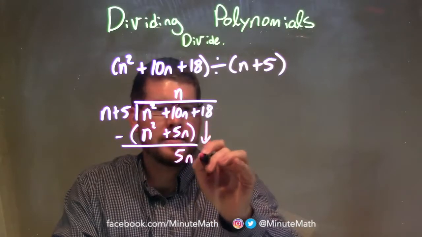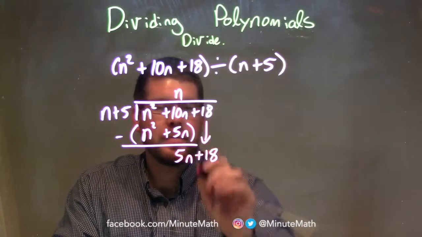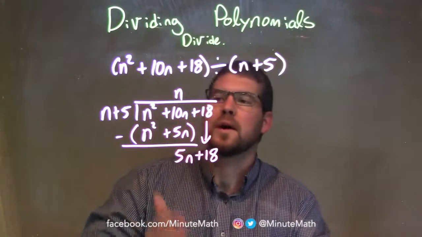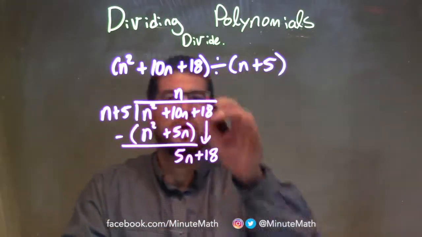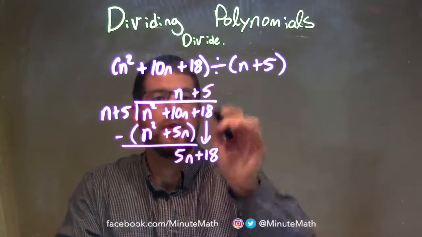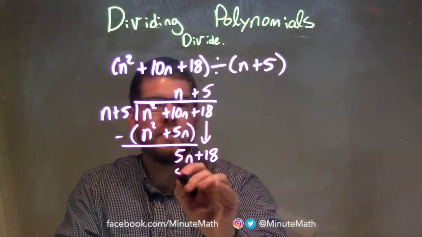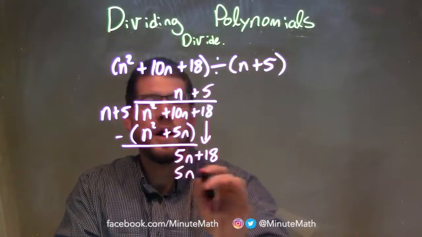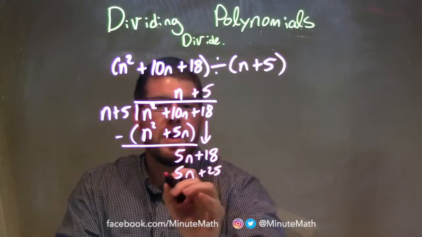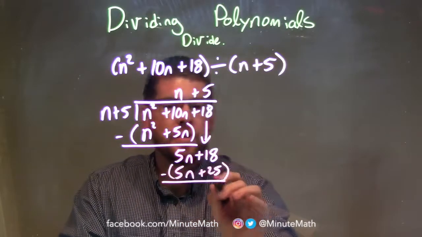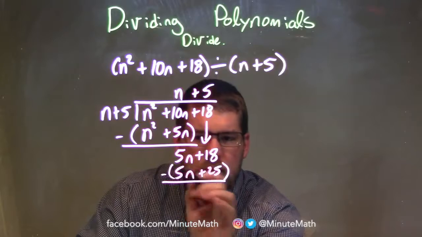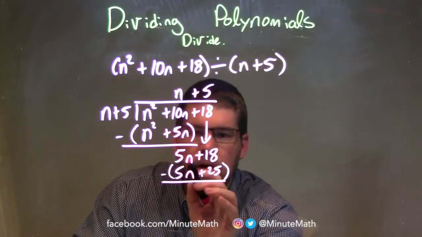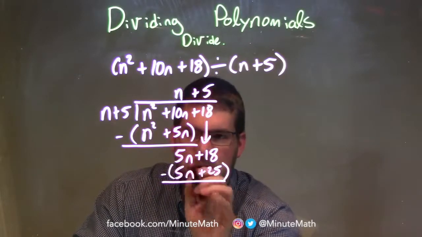Let's bring down the 18, so we bring down the plus 18, and we do this again. What times n gives me 5n? Well, that's easy, that's just 5, right? So plus 5. 5 times n is 5n, and 5 times 5 is 25. We subtract these, right? I usually like to put in parentheses there, to show that I'm distributing to all parts here. 5n minus 5n is just 0, and it should eliminate there.